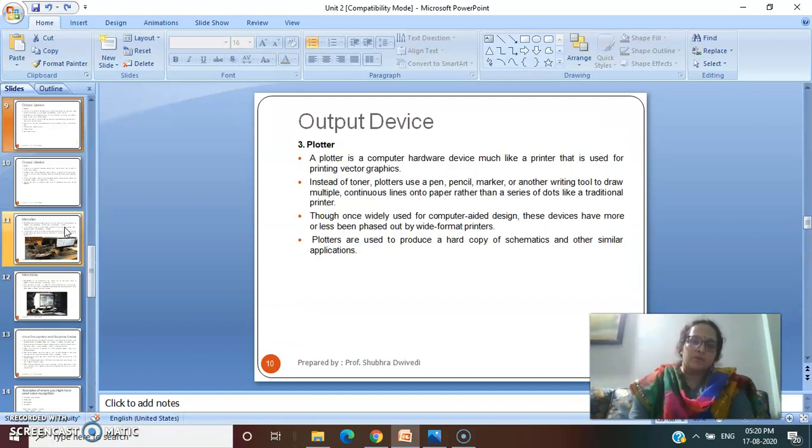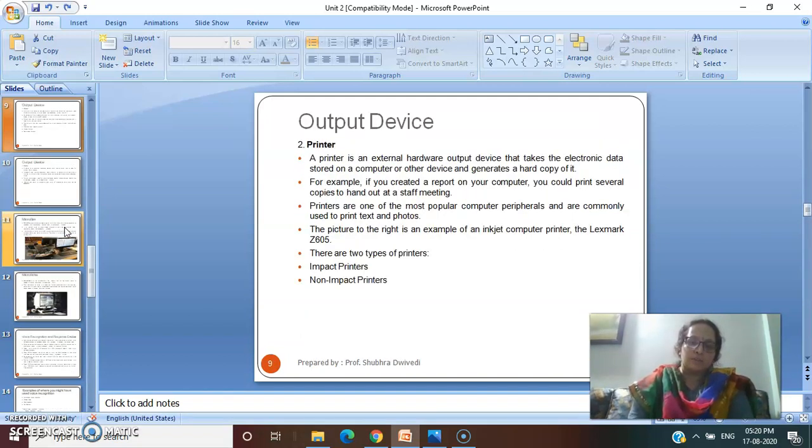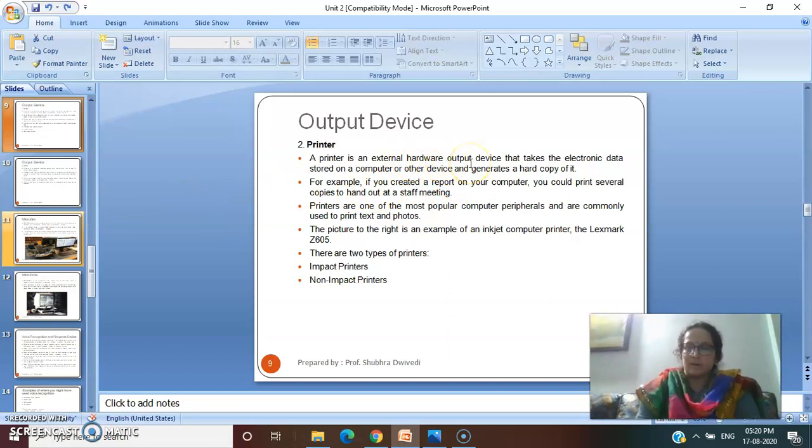Then the second type of output device that we will be discussing is your printers. How does a printer work? A printer is an external hardware output device that takes the electronic data stored on a computer or other device and generates a hard copy of it. Okay, so when you give the print command, it will take the electronic data and give you the result in the form of a hard copy.